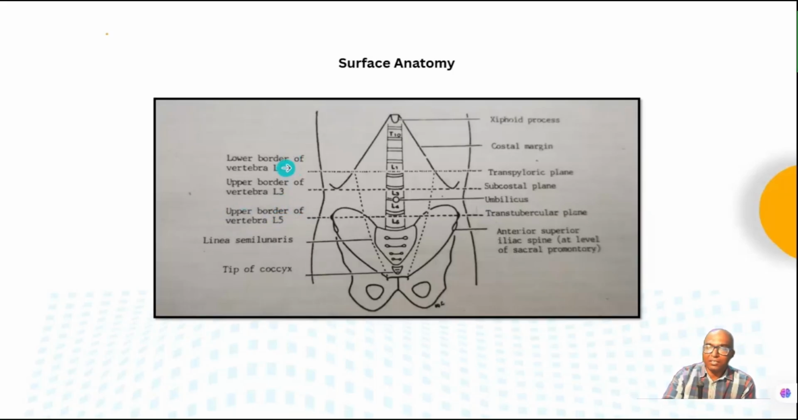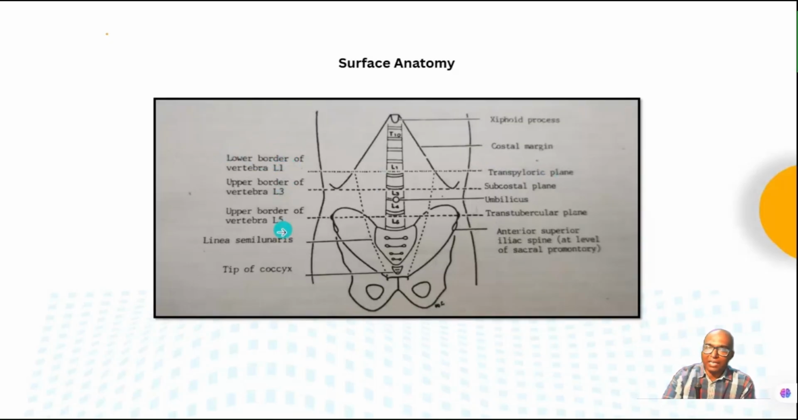These three planes are going to be very, very important from the SBA point of view, because they'll ask you that the subcostal plane passes through which vertebra, or at what level it passes posteriorly, and then they will give you various options. Okay, and specifically remember this L1: we have seen three transverse planes, transpyloric, subcostal, and transtubercular, out of which the topmost is the transpyloric. The transpyloric passes through the lower border of L1.